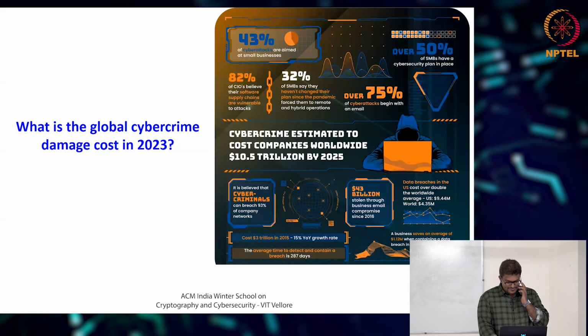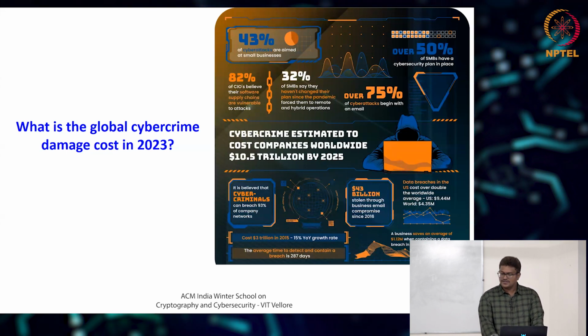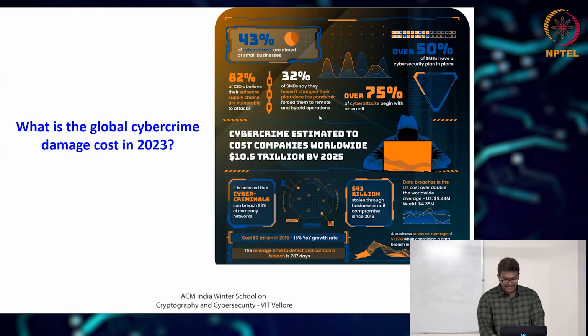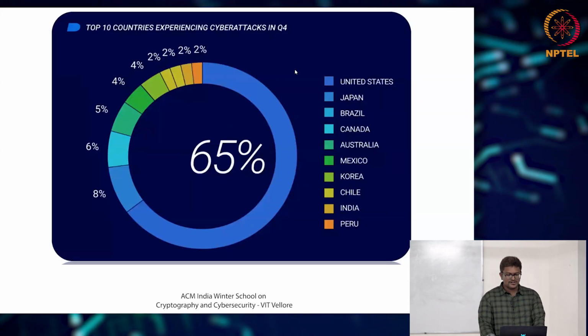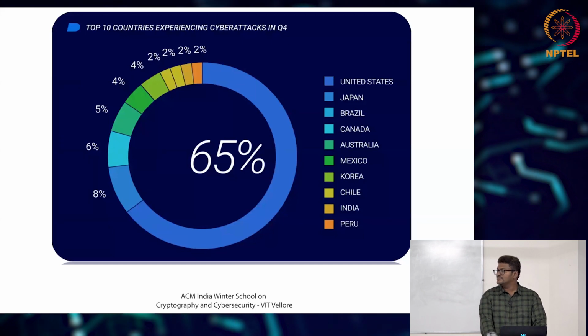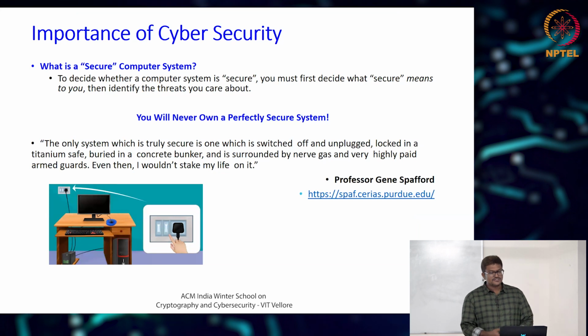And again, 82% of attacks or the probable cause is from their supply chain. So these are some of the stats. These are the top 10 countries experiencing cyber attacks in the current Q4, in this quarter. So, the importance of security.